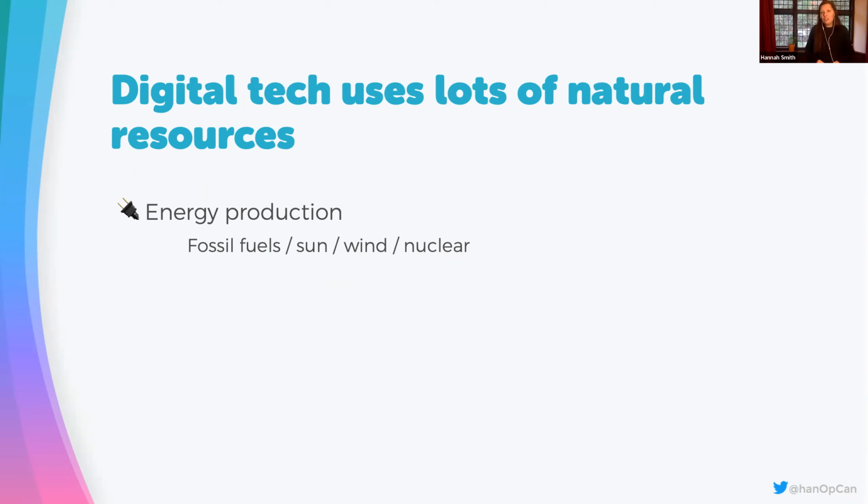And energy production can come from burning of fossil fuels, which we know is bad. It can come from renewable sources such as sun and wind, which produces a lot less damage or impact, but still some impact. And nuclear is another option. There are, of course, a few other options in between, but those are the main ones.